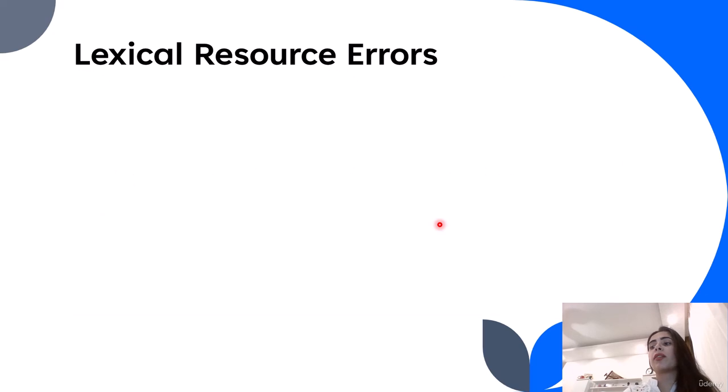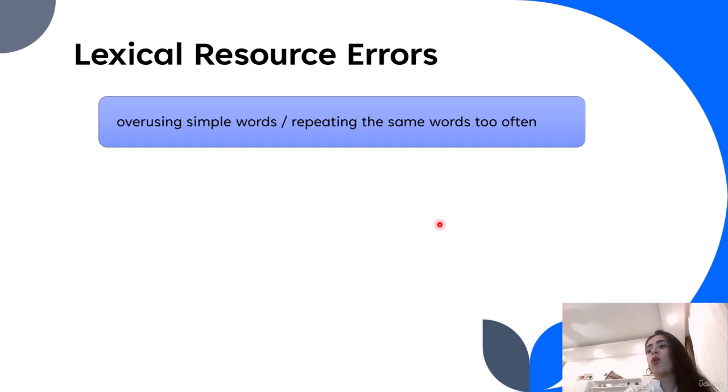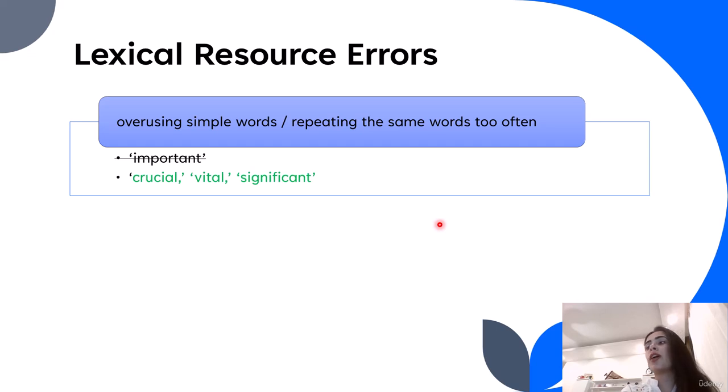Now let's talk about lexical resource, which refers to your range of vocabulary. A common mistake is overusing simple words or repeating the same words too often. For example, instead of using "important" multiple times, try varying your language with synonyms like crucial, vital, significant.